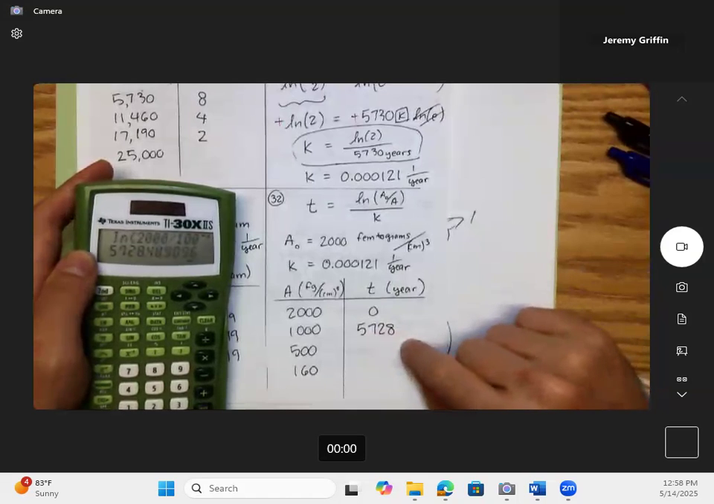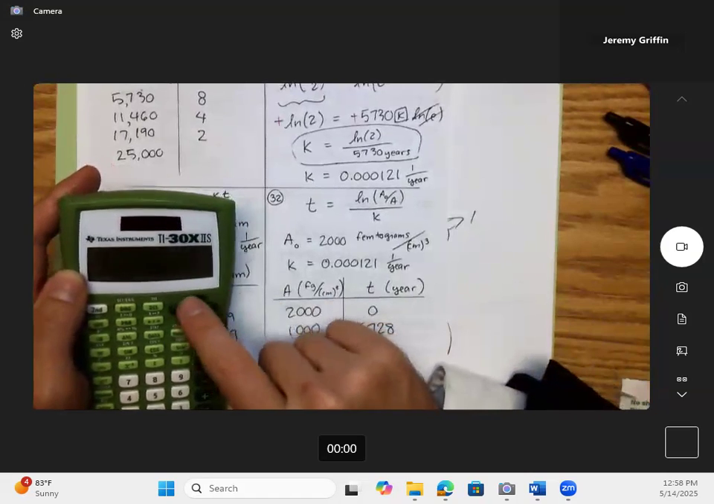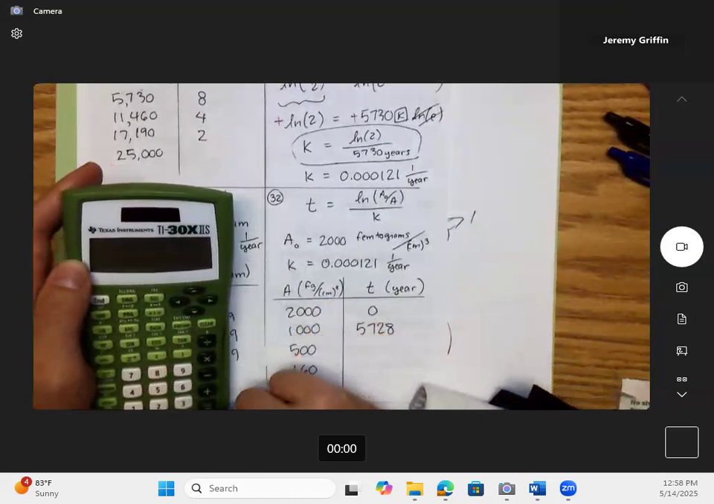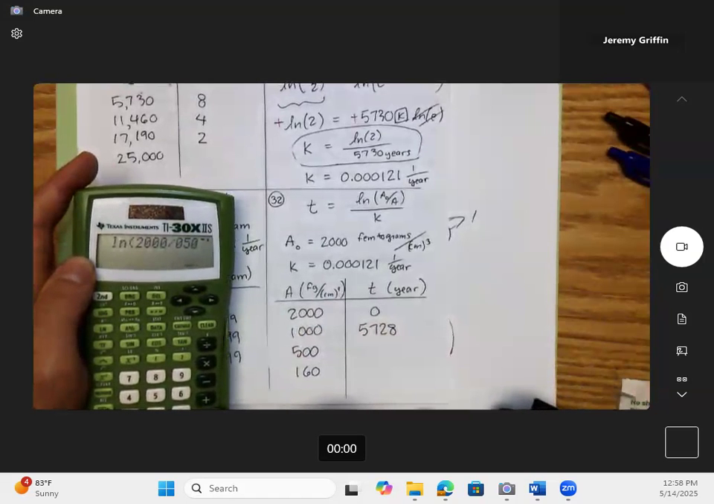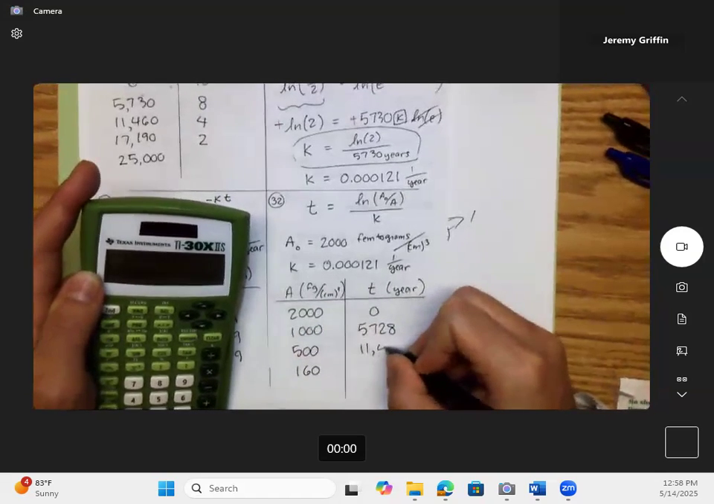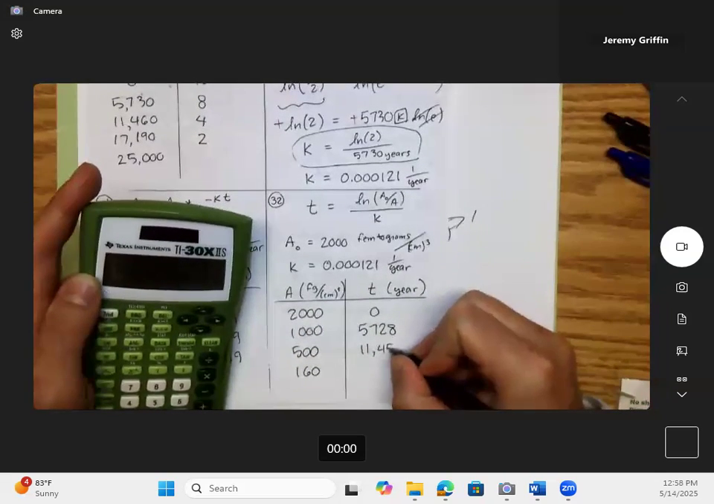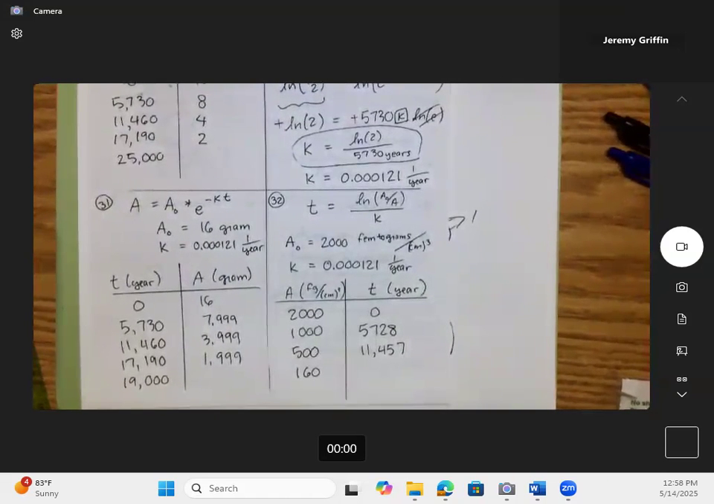Now, truth be told, I don't know this level of precision. I don't know if it's exactly 5,728. We could say probably about 5,700 years. Maybe I know that much. Okay, let's do 500. Scroll up, scroll over, plug in 500. Guys, what does this number have to be? Aha, that'd be 11,000 years, because that would correspond to 2 half-lives for carbon-14.